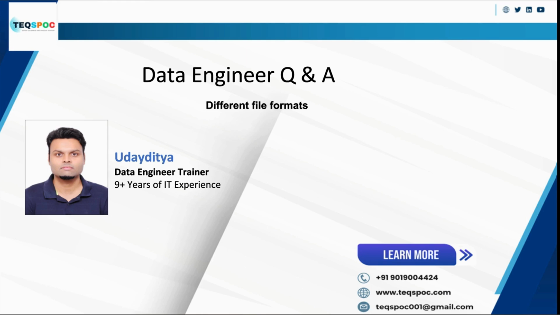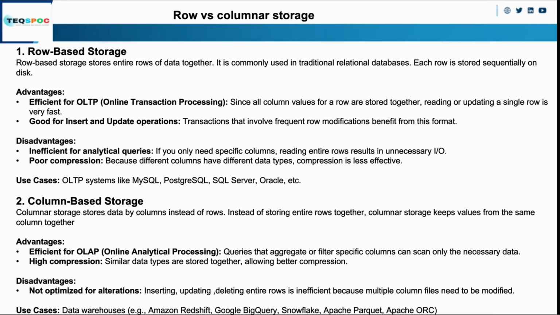Okay, so now before starting off with the file formats, let us look at on the high level how the row and the columnar storage looks like. I mean, what are the differences and how do they actually work? So if I talk about row-based storage, it stores entire rows of data together. It is commonly used in traditional relational databases.